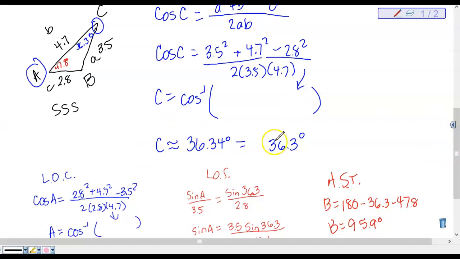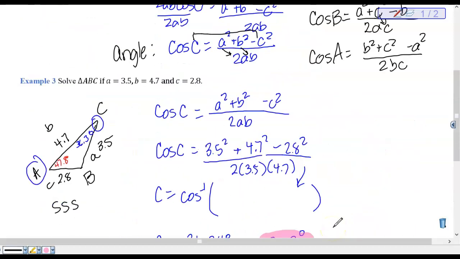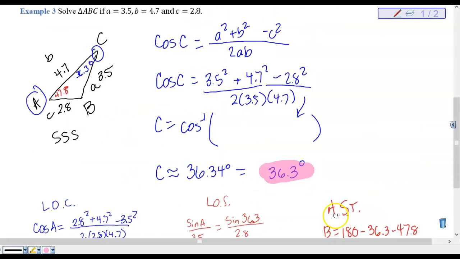So I'm going to go back with my highlighter here. Here's angle C, here's angle A, and here is angle B. Okay, so that's done. So that's that, using side, side, side, and using your options.